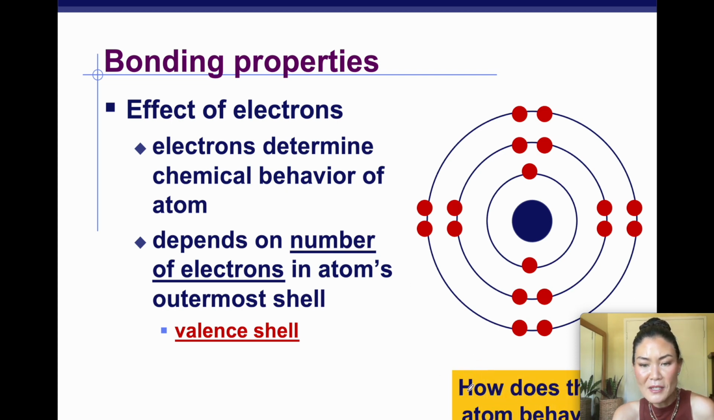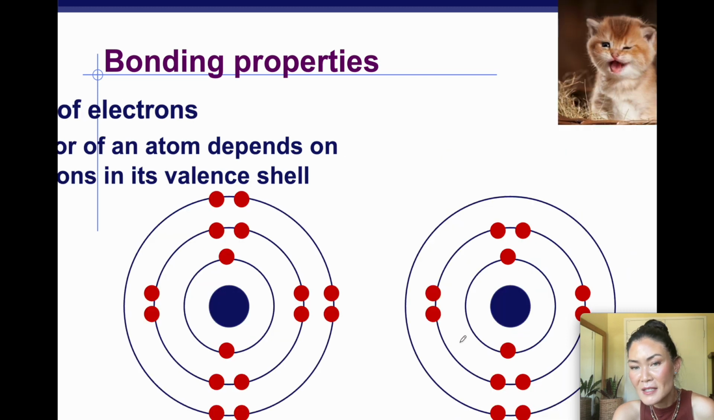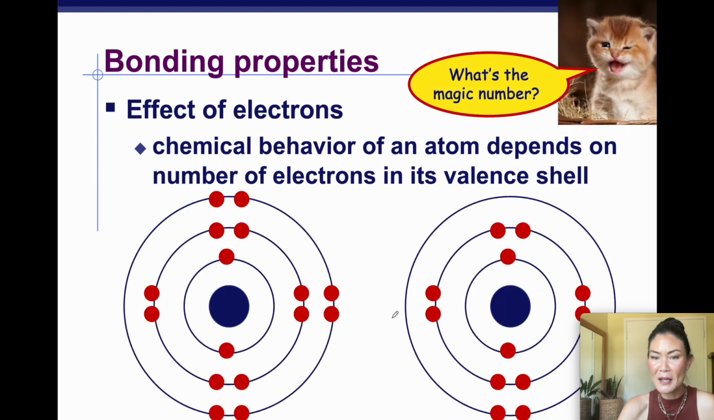So how does this atom behave? That's what it says behind me. How does this atom behave? Because there's 8, it's going to be stable. And so actually this atom is not going to form a bond, okay? Because 8 is the number, okay? It's the magic number. 8 is a magic number. If an atom has 8 electrons on the outside, then it's going to be stable, okay? So the chemical behavior of an atom depends on the number of electrons in its valence shell.